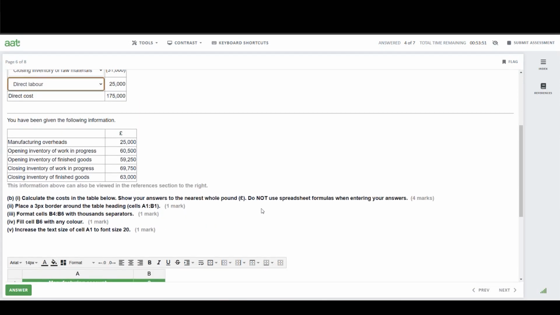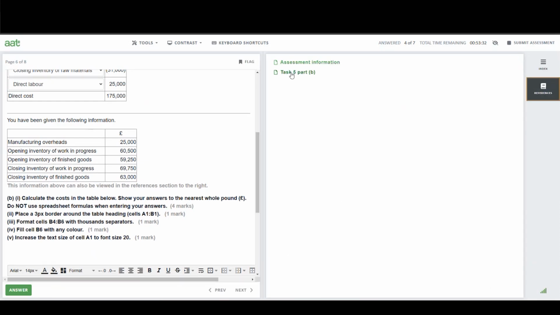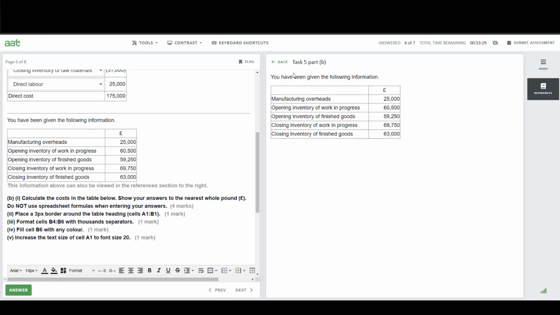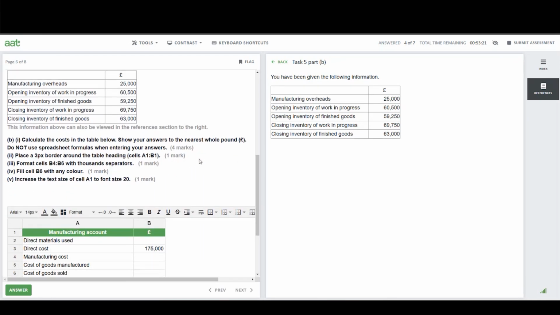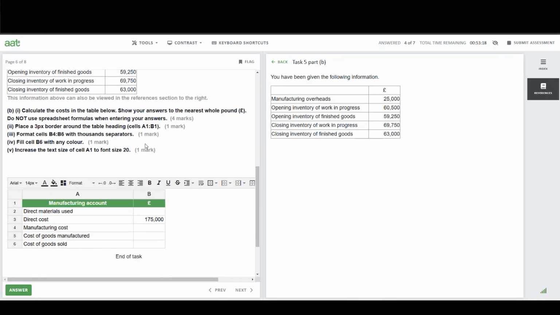Let's scroll down a bit more. You've been given the following information. So we now have some more costs that we need to include in our manufacturing account. And we're told this information can also be viewed in the references section to the right. So if we pop into references, you can see we've got task 5 part B, which is what we're working on, and that has given us the same information as we've got on the screen there. It means that we can scroll up and down and leave that information to the side where we can see it, which will be useful if we need to do calculations rather than scrolling up and down.